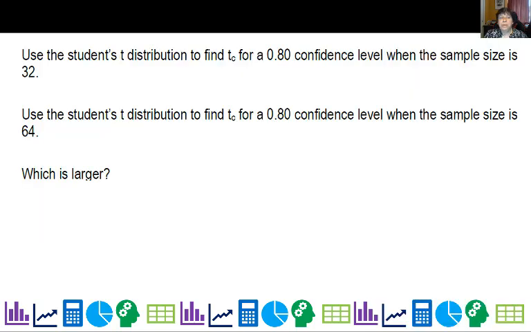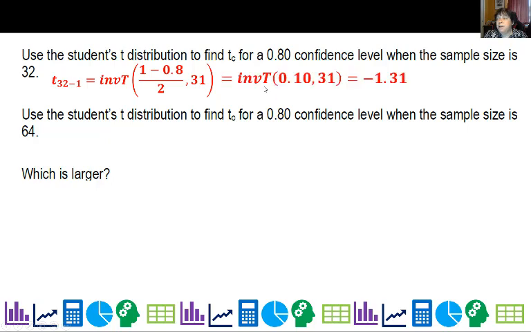So use student's t distribution to find the critical value for t at an 80% confidence level when the sample size is 32. I'm going to use exactly the same thing I was using with inverse norm, except instead of inverse norm, I'm doing inverse t. 1 minus 0.8 over 2, comma 31. By the way, your degrees of freedom is always your sample size minus 1. So we do inverse t of 0.10, 31, and I get negative 1.31.